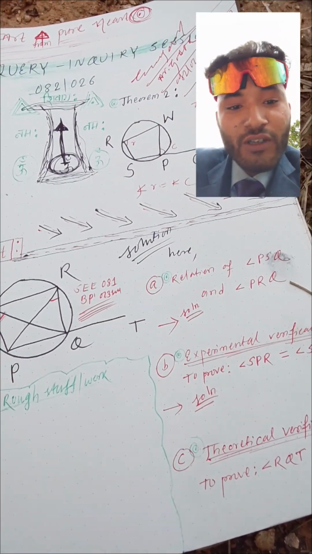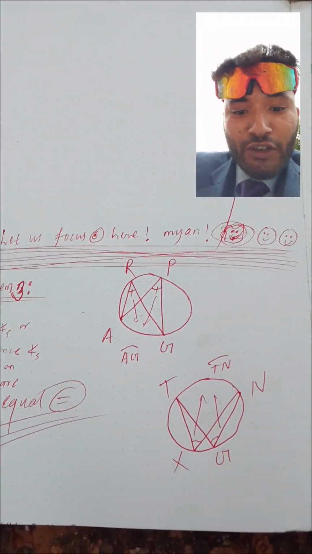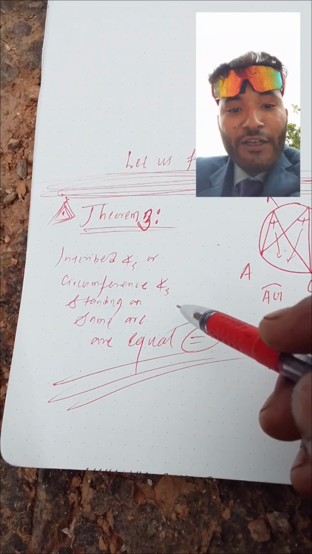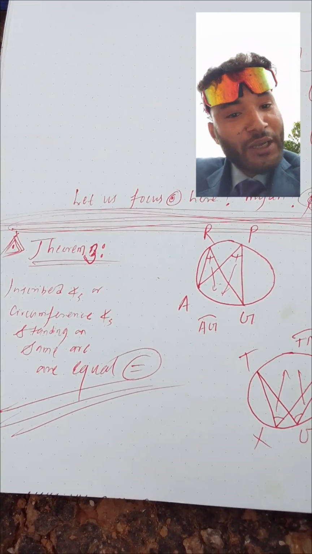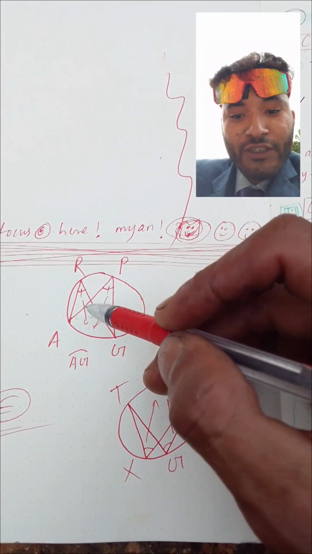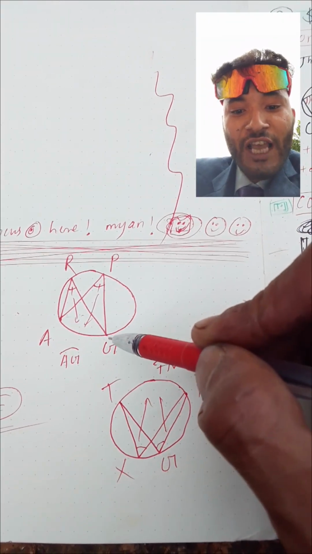Let me tell you theorem 3. Theorem 3 is that inscribed angles, or circumference angles, standing on the same arc are equal. That means if the inscribed angles are standing on the same arc, then they are equal. Look here: angle ARG and angle APG are standing on the same arc AG. That's why they are equal.